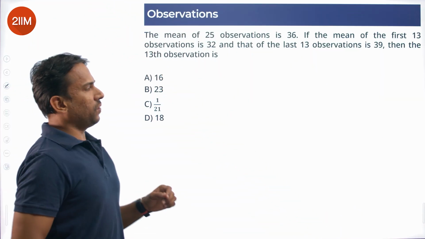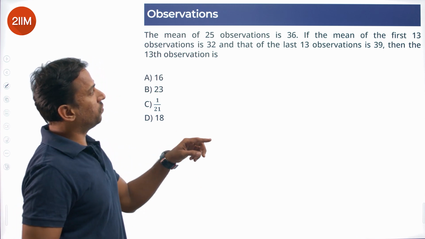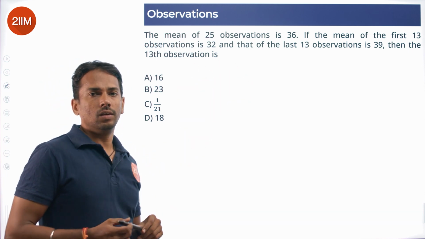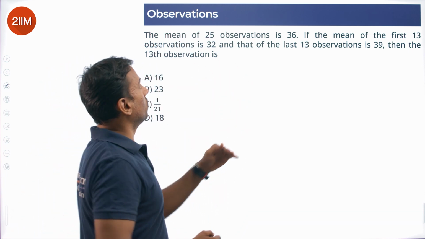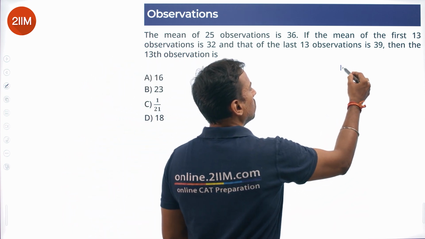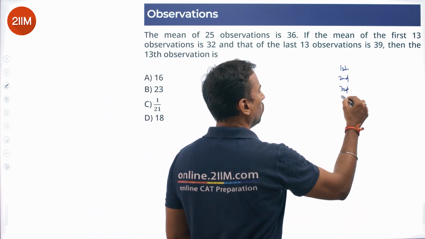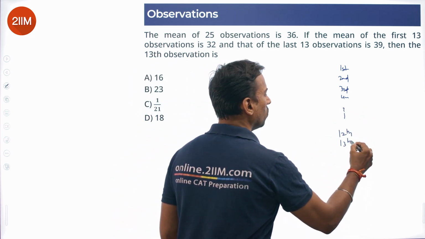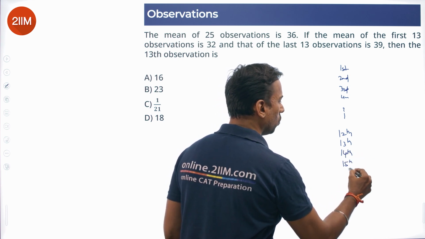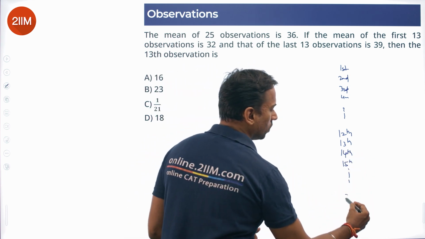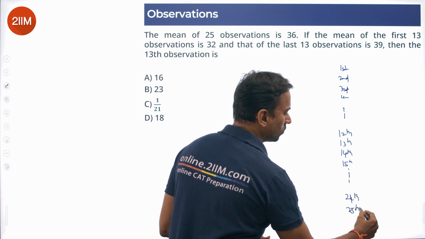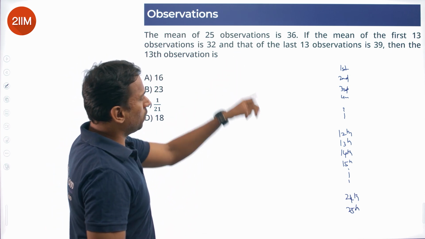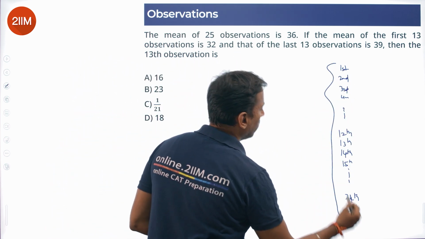Given the mean of 25 observations is 36, if the mean of the first 13 observations is 32 and that of the last 13 observations is 39. So you have totally 25 observations. It's like first, second, third, fourth and so on. So we have 12th, 13th, 14th, 15th and so on. It goes till 23rd, 24th, 25th. So this is how you have the 25 observations. For all the 25 observations, the mean or the average is 36.